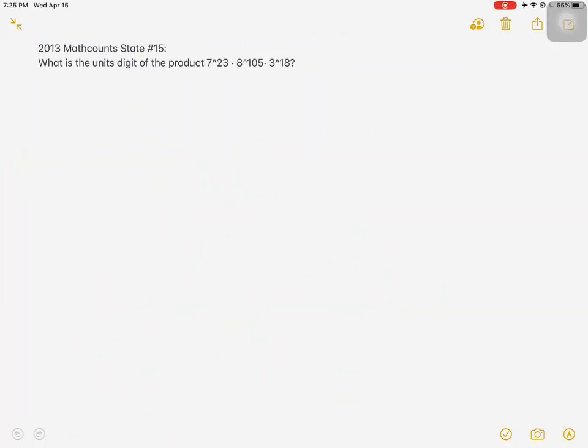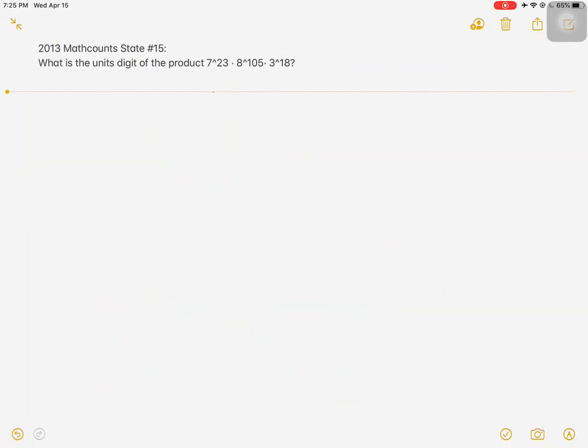So this is where modular arithmetic starts. There's a lot of questions on AMC and MATHCOUNTS that say, what is the unit digit of this very large product? And just to make sure, this caret sign just means to the power of.